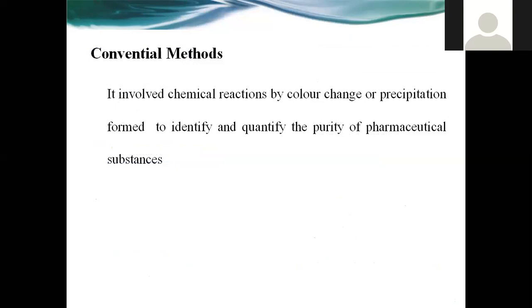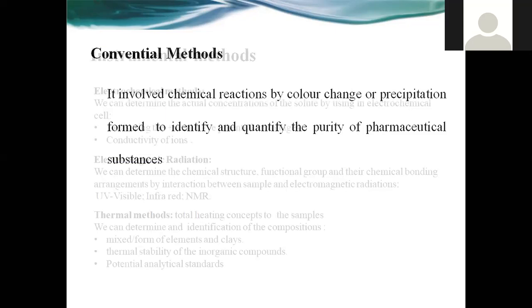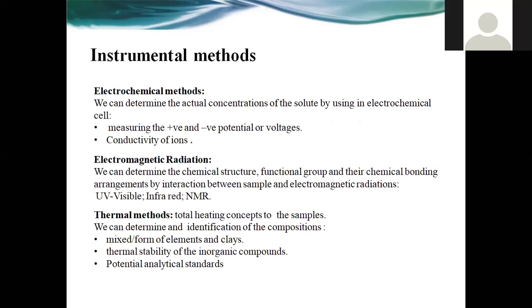Here in conventional methods, we determine the purity of a compound based upon the color changes or the precipitation formation between the compounds in the reactions. We can easily quantify as well as identify the purity of the compounds in pharmaceutical substances. In instrumental methods, there are a lot that I explained, but in electrochemical methods, we determine the actual concentrations of solute by using electrochemical cell analysis, by measuring their charges, potentials or voltages.